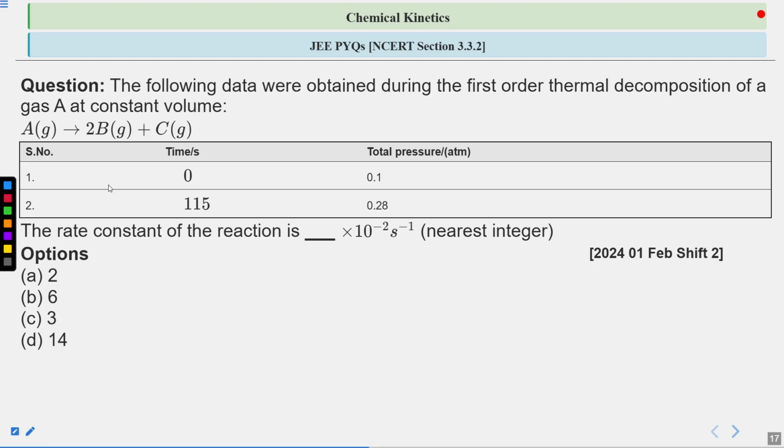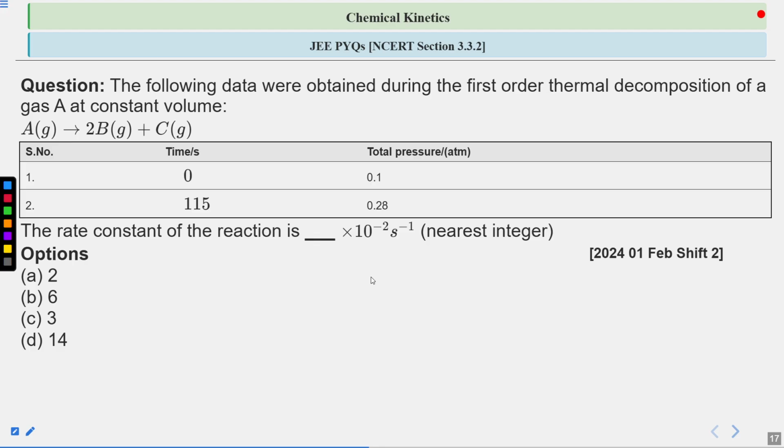The tabular data shows the first order thermal decomposition of gas A according to this reaction. We are given three columns: serial number, time in seconds, and total pressure in atmosphere. At time t equals 0, the total pressure was 0.1 atmosphere. At time 115 seconds, the total pressure becomes 0.28 atmosphere. So the rate constant of the reaction is dash multiplied by 10 to the power minus 2 second inverse. You have to calculate the rate constant k of this reaction and give your answer to the nearest integer.